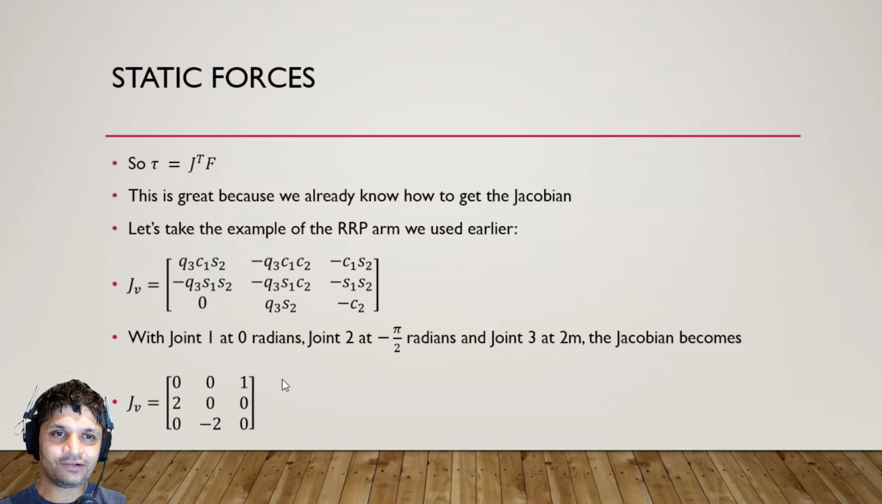Okay, so what's this for? Why does it matter? Well, we already know how to get the Jacobian, right? So that's cool because we get to leverage the knowledge we had before. And what we can do with it is say that if I have a weight on the end effector and I don't want the system to move, what force should I apply at the joints? So let's take that RRP arm we had earlier. If joint 1 is at 0 radians, joint 2 is at minus pi over 2 radians and joint 3 is at 2 meters, I can substitute that all in and get the linear velocity Jacobian.